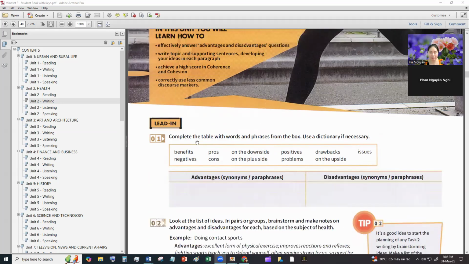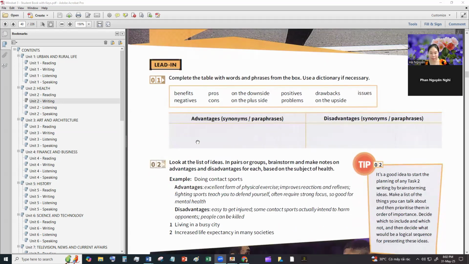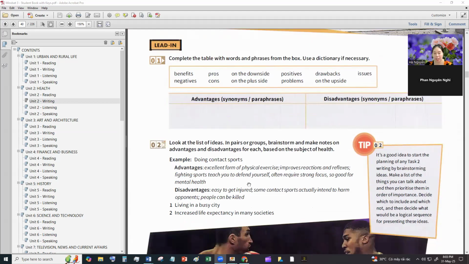So let's have a look at some items of vocabulary last time. So we learned words for advantages and disadvantages. Remember that you should use them in your writing in order to increase the variety of your vocabulary. So you don't always repeat advantages and disadvantages. There are other words as well. For example, benefits and drawbacks, negatives and positives, and so on. Yeah, so some of these words, they go in pairs. Remember that? And then we looked at the topic of living in a busy city or increasing life expectancy.